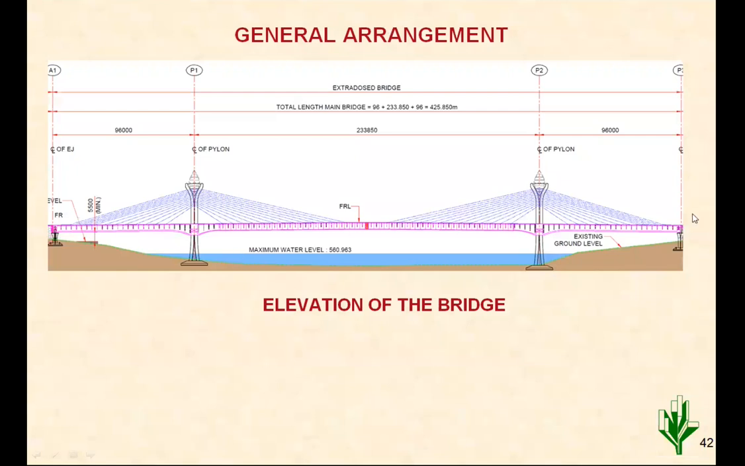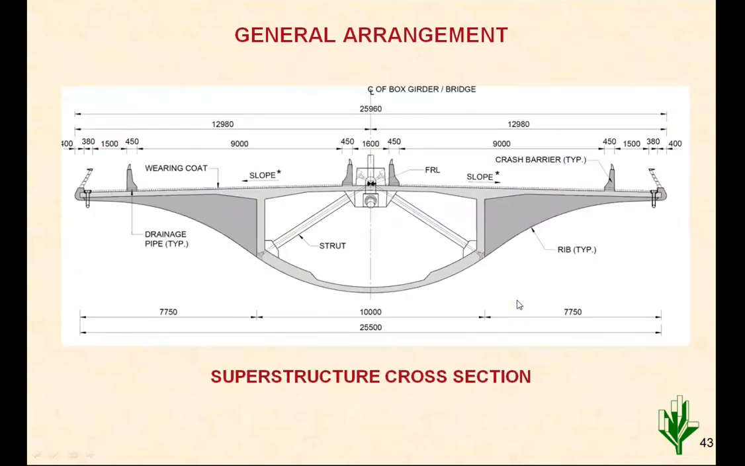So that has been done accordingly. The span arrangement is 96, 233, and 96 meter. Total is 425 meter span. The deck has been given the shape of a fish belly. You will find that a smooth profile has been provided all along its length. These are ribs provided at intervals. The next picture will be more clear.